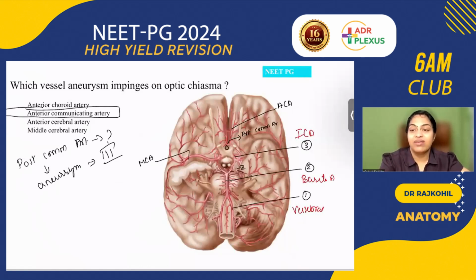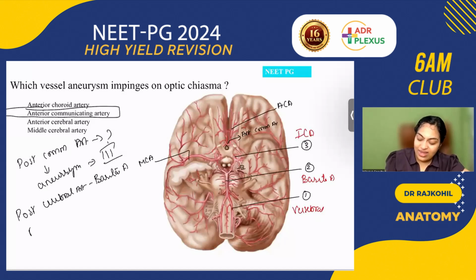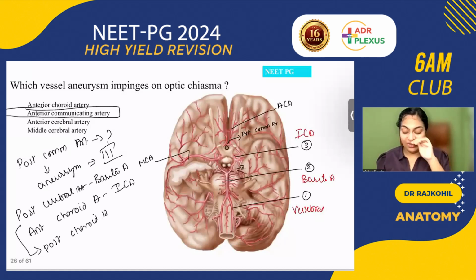And the next question. There are three cerebral arteries. Which cerebral artery doesn't come from the internal carotid artery? Just now I marked it. Yes, remember the posterior cerebral artery comes from the basilar artery. There are two choroid arteries. Which choroid artery comes from the internal carotid? The anterior choroid artery comes from the internal carotid. What about the posterior choroid artery? The posterior choroid artery is a branch of the posterior cerebral artery. Okay, so please read about the blood supply of the brain. It is all extremely important.